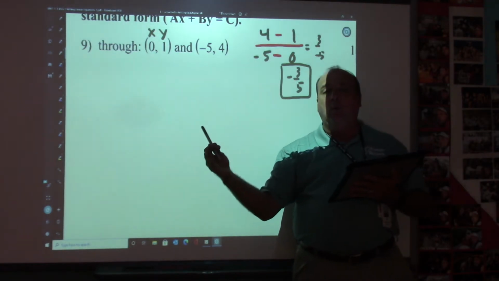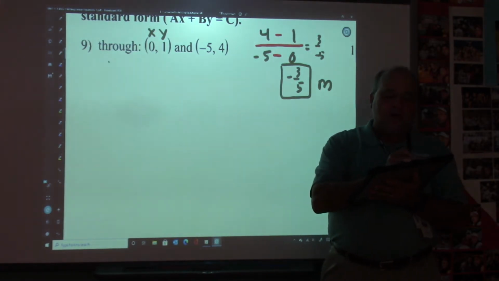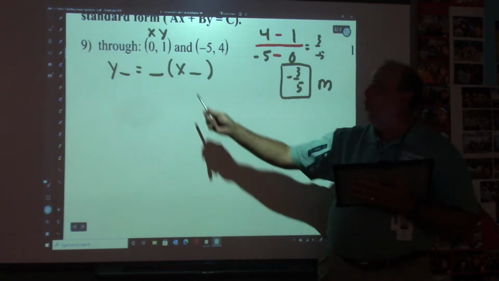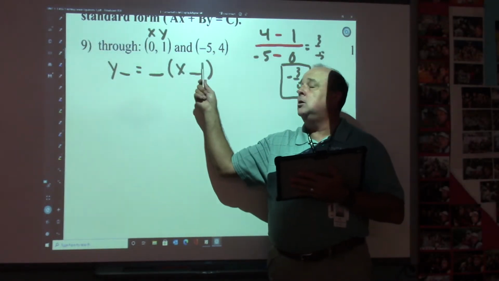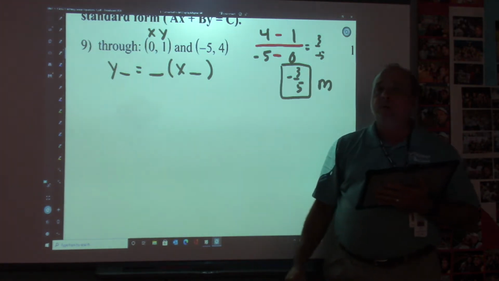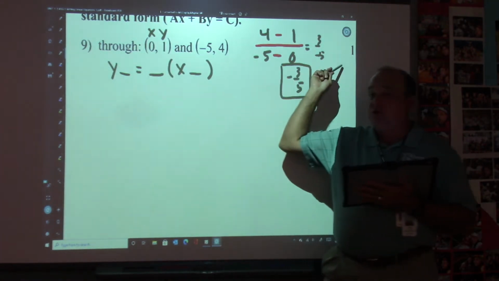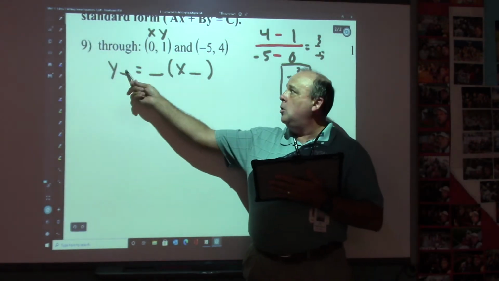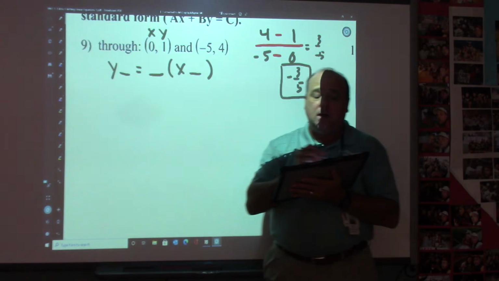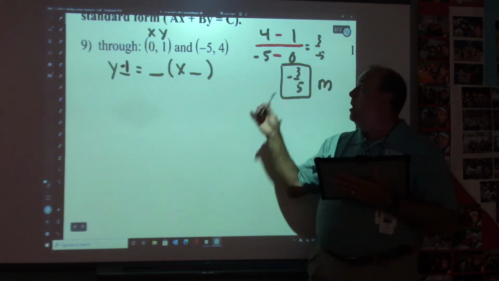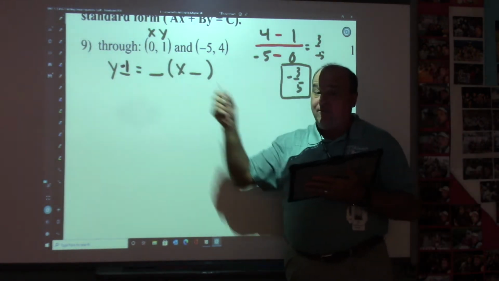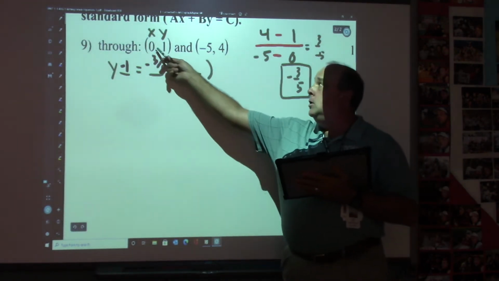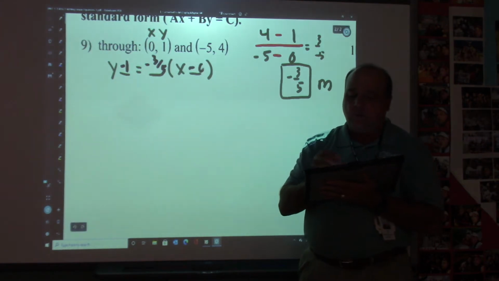Now then, we're going to do what we did yesterday. So let's write down y blank equals blank parentheses x blank. Our y blank goes here, our slope goes here, and our x goes here, doesn't it? And this is going to be our x and our y and our slope. So I'm trying to make this as simple as you can. So the 1 will go here. What is the opposite of a positive 1? It's a negative 1. Our slope is negative 3 over 5, which is not pretty because it's a fraction. And our x is 0, so we're just going to put minus 0.